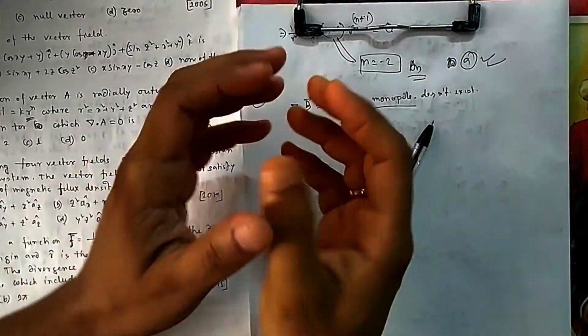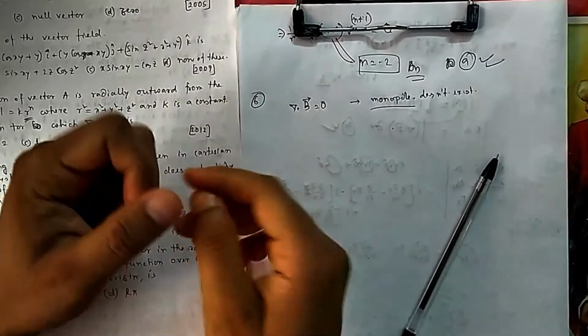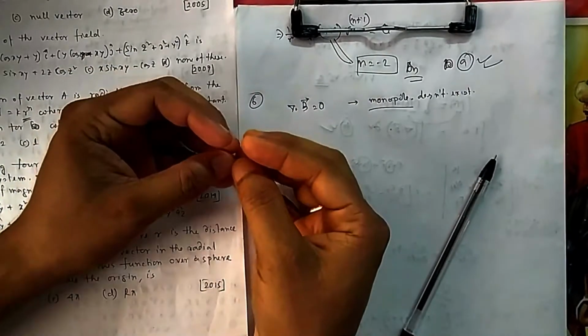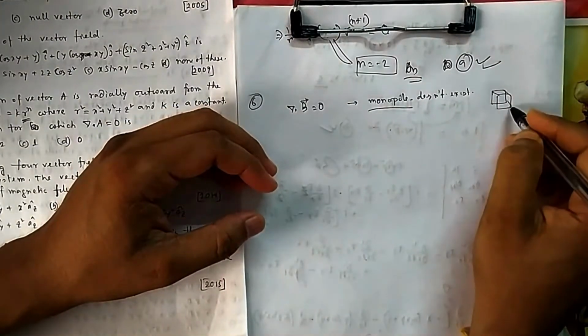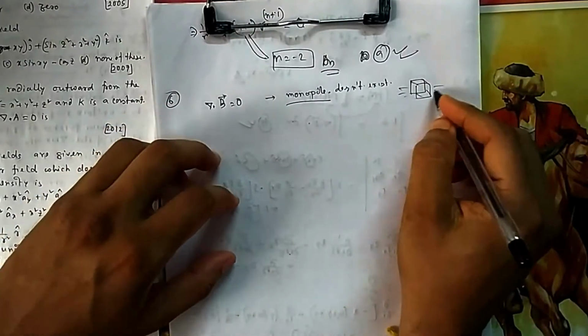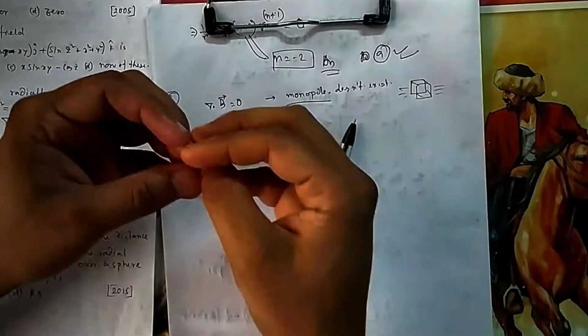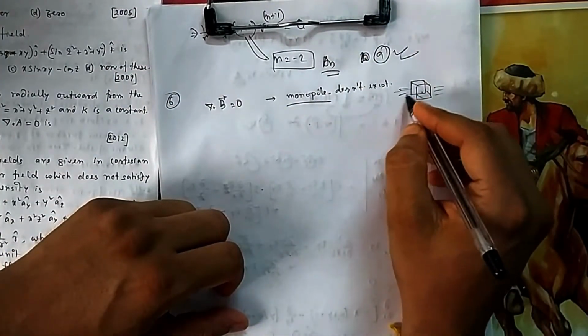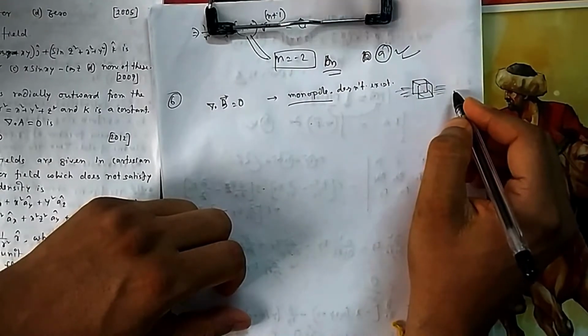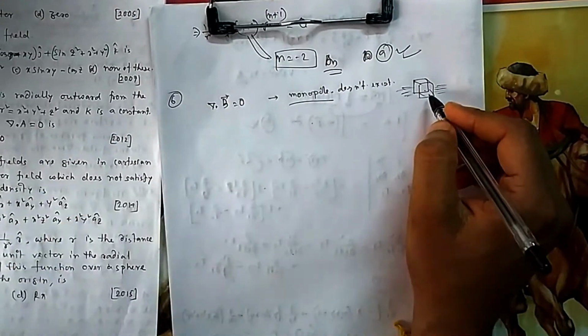What was divergence? If you can recall what I have explained there, divergence is like this: if you have a box of this fashion and some fluid is coming in from here and leaving from here, what is the total that is coming out? If there is nothing inside, then whatever water is coming in, that same water will go outside. So net divergence will be 0.